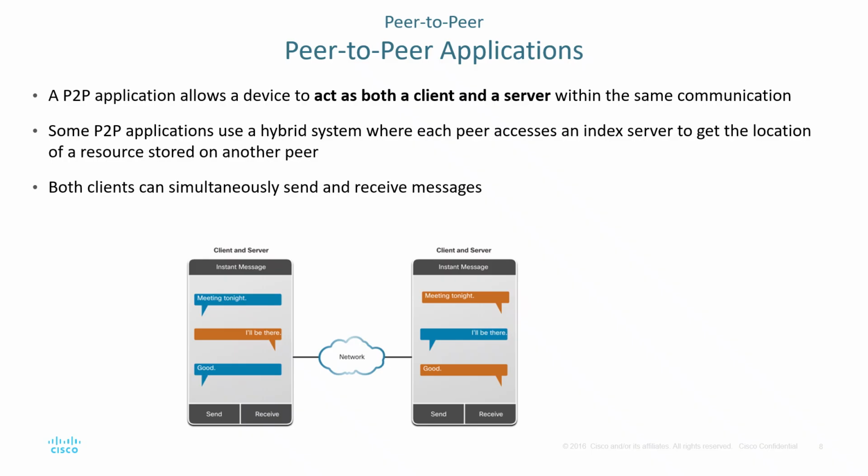A P2P application allows the device to act as both a client and a server within the same conversation. Some applications will use a hybrid system where each peer accesses an index server to get the location of a resource that is stored on another peer. Both clients can simultaneously send and receive messages. So something similar to this would be you doing an instant message, you and someone else where you can actually send and receive at the same time.